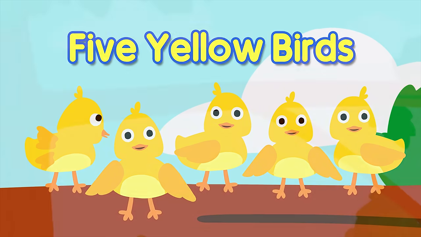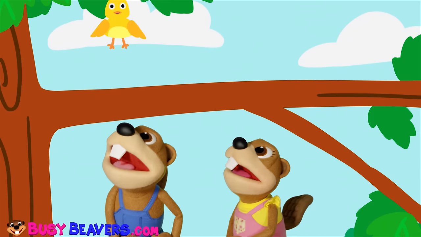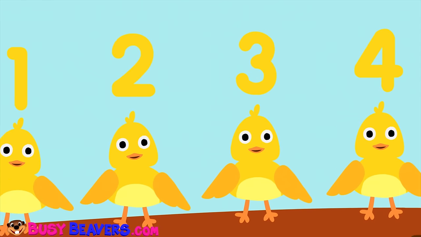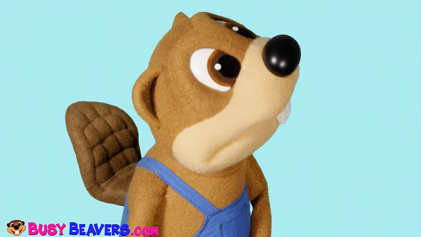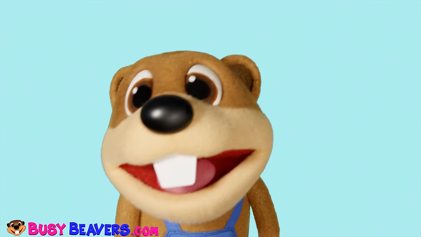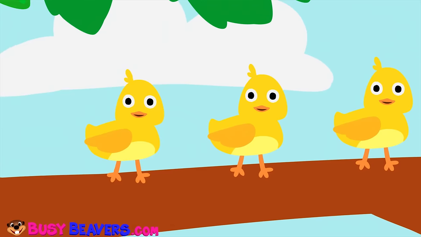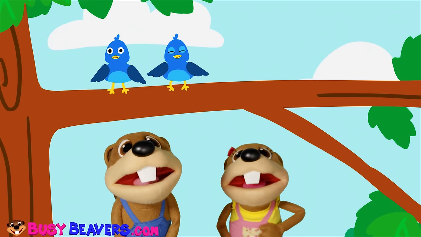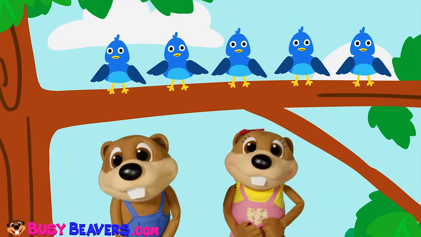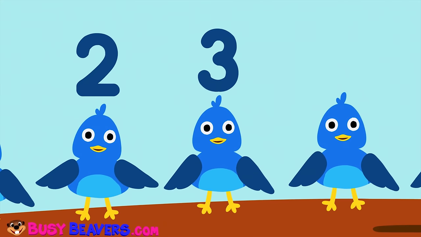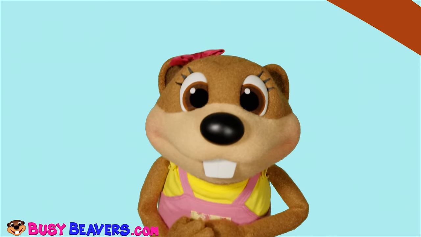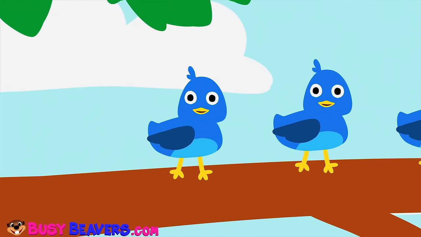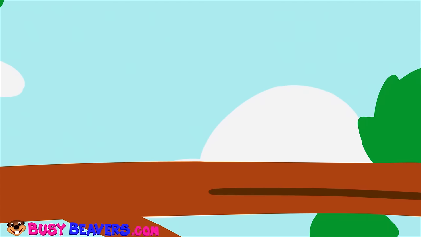Five yellow birds. 1, 2, 3, 4, 5 yellow birds. 1, 2, 3, 4, 5. 1, 2, 3, 4, 5 yellow birds. 1, 2, 3, 4, 5 blue. 1, 2, 3, 4, 5 blue birds.